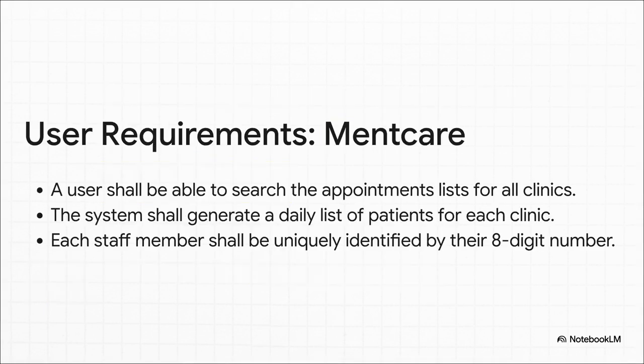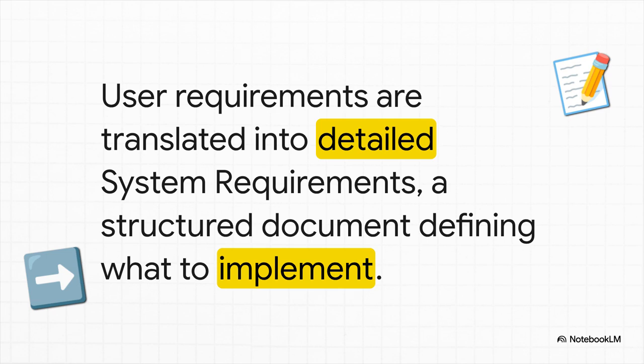So, for example, if we look at this patient management system, Medcare, the user requirements are super straightforward. A user shall be able to search the appointment lists, or the system shall generate a daily list of patients. See? They describe what the user gets out of the system in language anyone can understand. But that's not nearly enough detail for the developer who has to actually build this, especially if it's a critical system where you just can't afford any mistakes.